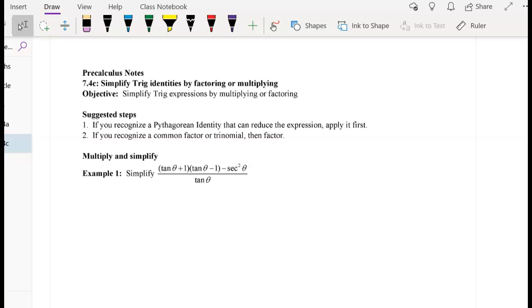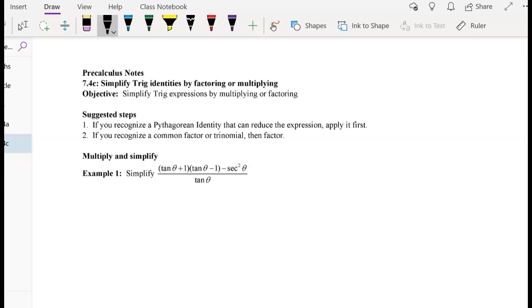So let's get started. First of all, there are 2 strategies that we're going to look at here. The first thing is sometimes we want to multiply everything out first. And the opposite is sometimes true, and that's going to be the second examples here, where we have to factor first. So in a couple of suggested steps here, if you do recognize the Pythagorean identity, then definitely use that, because that will usually shorten something from 2 terms to 1, and we want to do that whenever possible. And then if you recognize a common factor or trinomial, then you want to factor. So that's going to come into play in the second couple of examples.